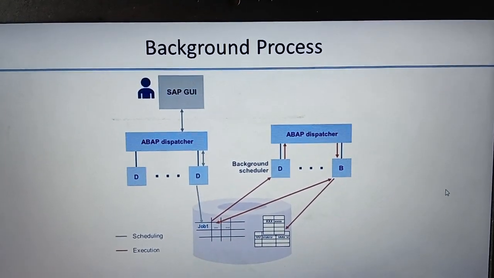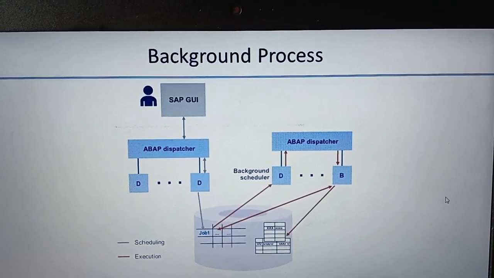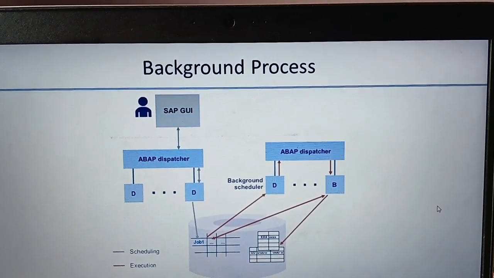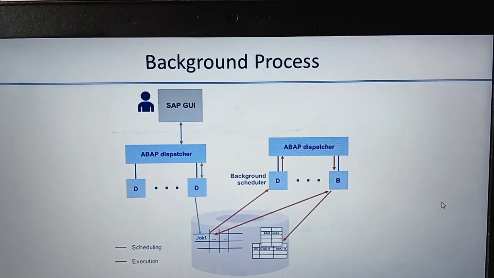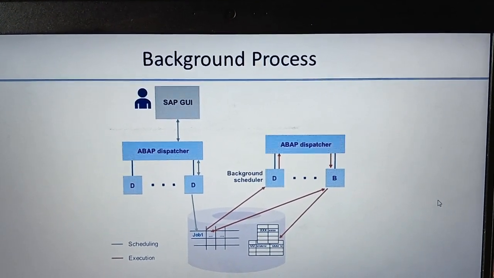That means you execute and you need to wait for a long time. And in a bigger system, we will not allow the user to execute this in the foreground for more than some specific time. That's simply because if you allow that, then that user will be blocking that specific dialog work process. So it may not work like that.